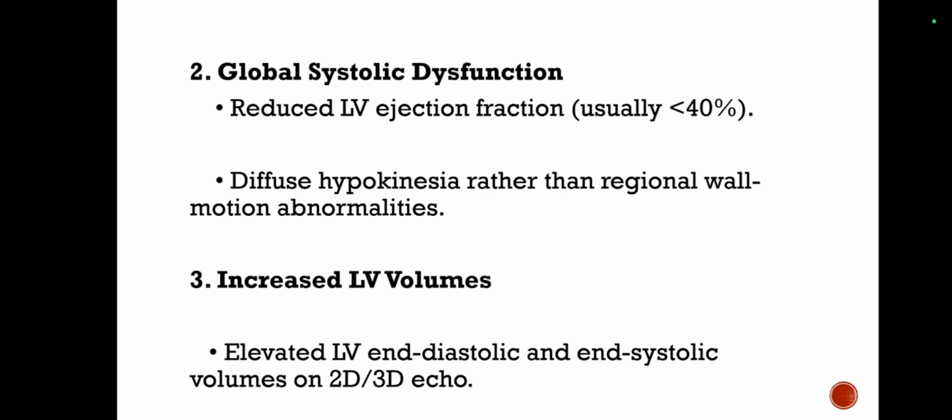Then the third point is increased left ventricular volumes. There are elevated left ventricle end diastolic and end systolic volumes on both 2D and 3D echocardiography. When a chamber gets enlarged or dilated, you can see more volume overload in the 2D echocardiography. Usually we use the 2D echocardiography, but you can find this in the 3D echocardiography as well.